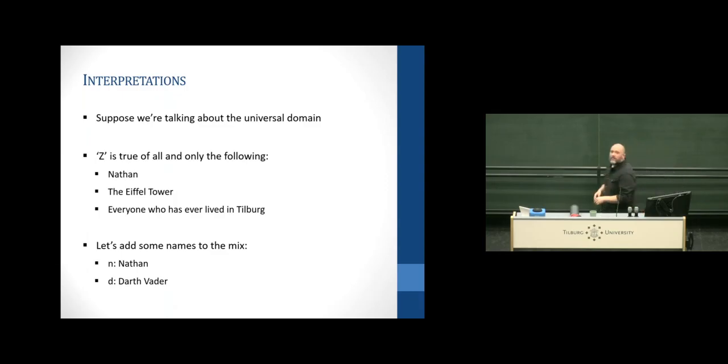So, to give you an example, suppose we're talking about the universal domain, right? And let's introduce the predicate Z, or Z if you're feeling particularly kind of Anglo, right? So, Z is true of all and only the following: me, the Eiffel Tower, and anyone who's ever lived in Tilburg. Is this a terribly natural property or predicate? No, but who cares? It's perfectly good for our formal logic purposes.